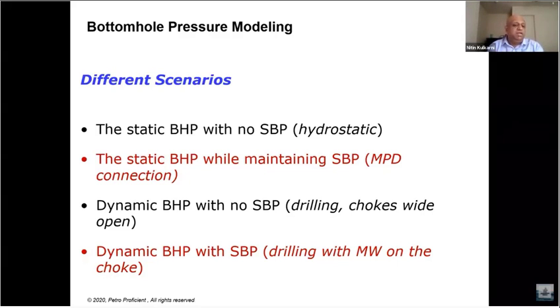And then you have your dynamic bottomhole pressure with all the variables: you are applying surface back pressure, you are circulating, and you have your friction pressure loss, your surface back pressure, and all of this. So these are the multiple scenarios that you need to take into account to see what your bottomhole pressure would be at a particular depth for these different conditions, and whether your bottomhole pressure is going to be above your formation pressure.